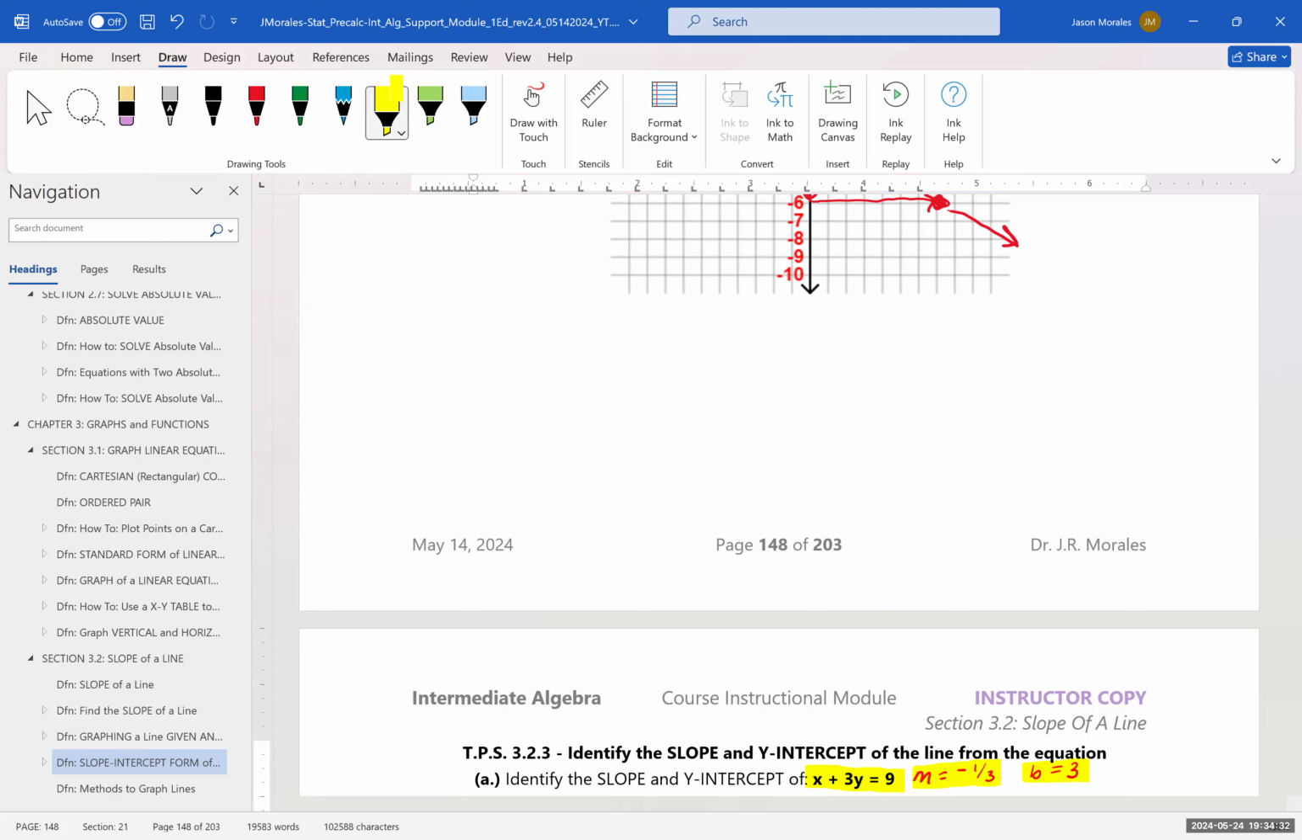So go ahead and pause now. And when you come back, we'll look at the solution.